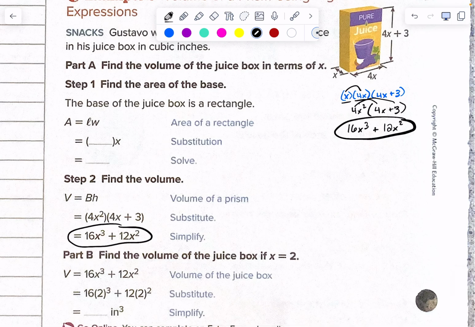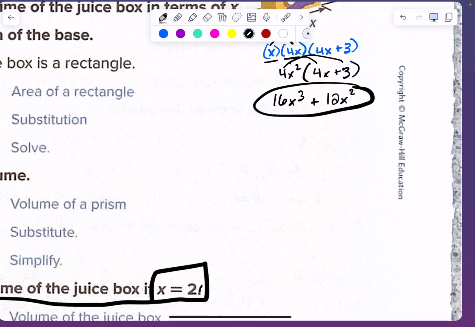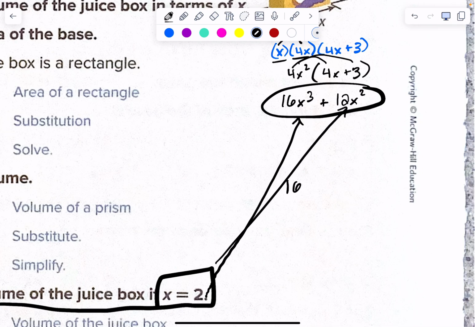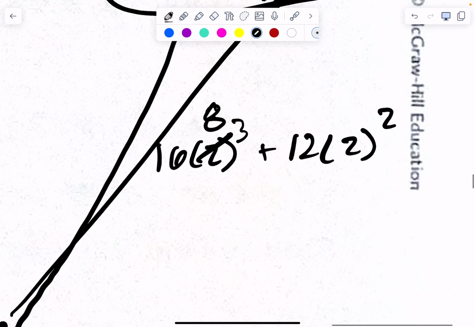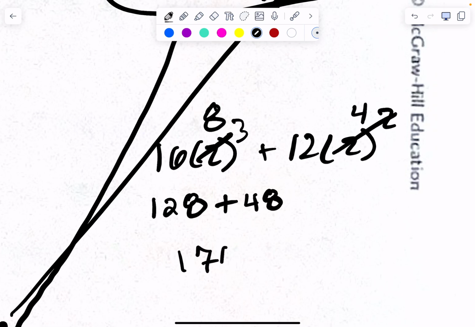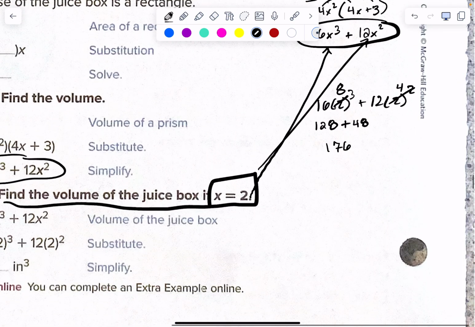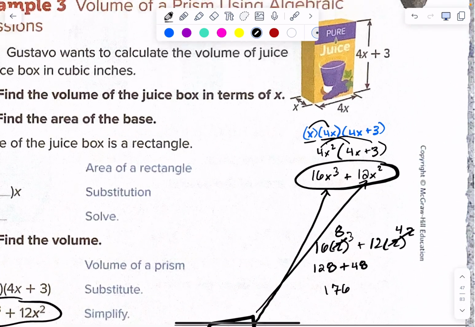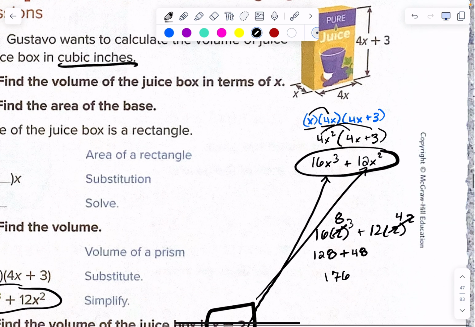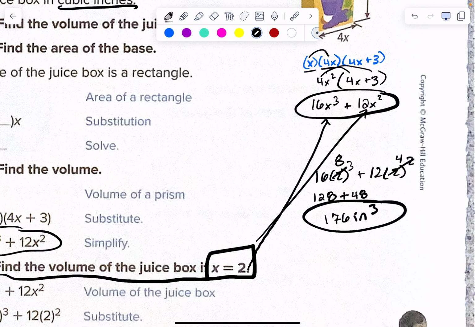Okay? Find the volume of the juice box if x is 2. Now what? Just plug in 2. 16 times 2 to the third plus 12 times 2 to the second. 2 to the third is 8, and 16 times 8 is 128, plus 12 times 4, which is 48, and I get 176. And that is in something. It does not say, but it's in cubic inches. Okay, so inches cubed. Perfect. Okay, good? All right, there you go.